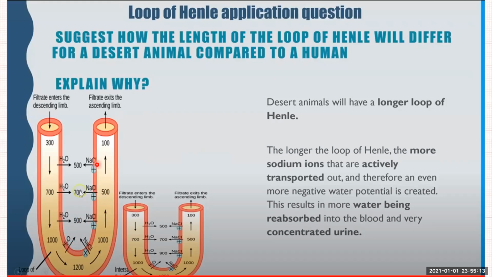We were just discussing a while back that the longer the loop of Henle, more sodium ions will actually be transported out, right? So because of this, water will passively diffuse out of the descending limb of the loop of Henle. In this way, more water will be reabsorbed into the plasma, but at the same time, a more concentrated urine will be formed here, right? Water will be reabsorbed and concentrated urine will be formed because desert animals need to conserve water.